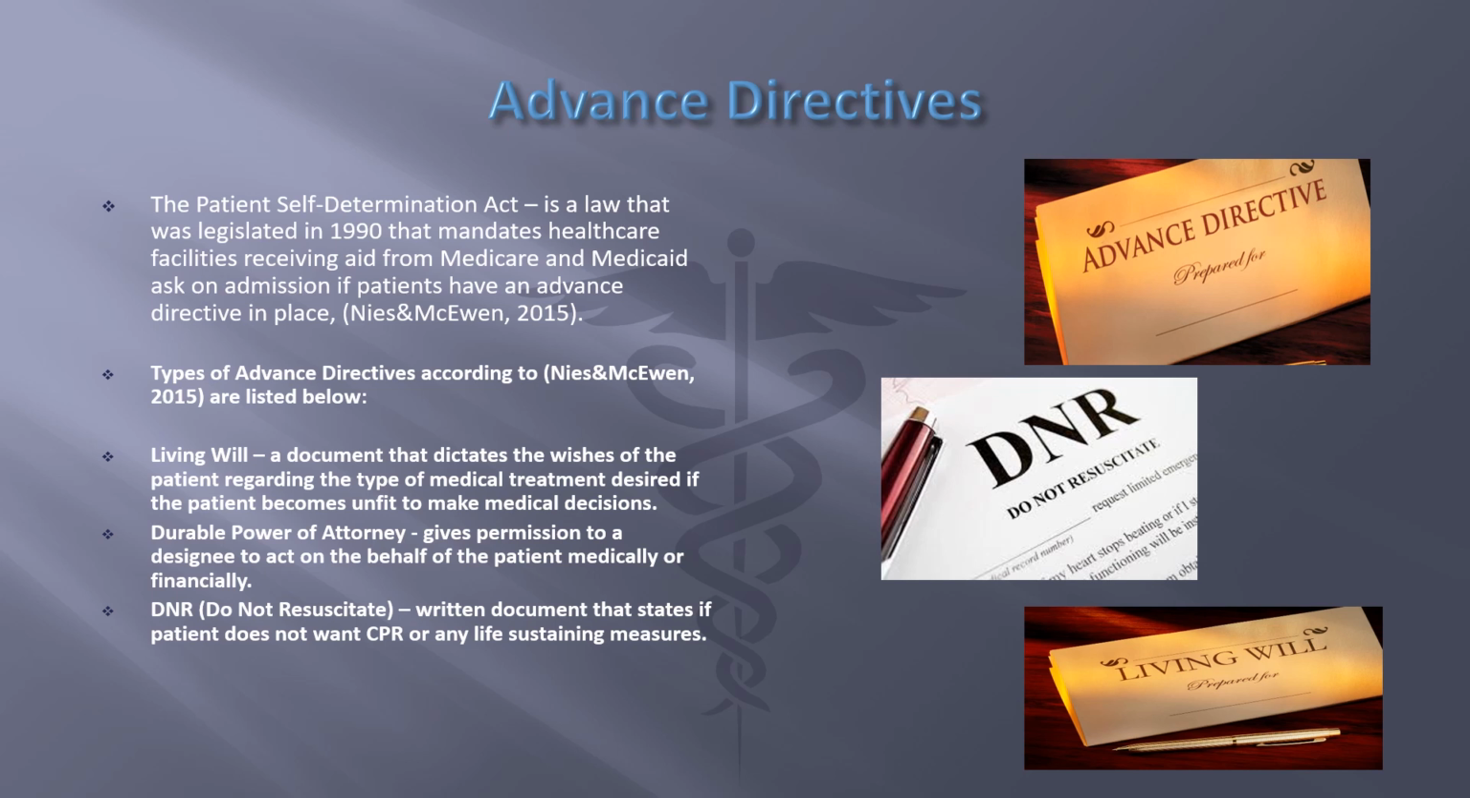Types of advance directives according to Nas and McIrwin are listed below. Living will, a document that dictates the wishes of the patient regarding the type of medical treatment desired if the patient becomes unfit to make medical decisions.